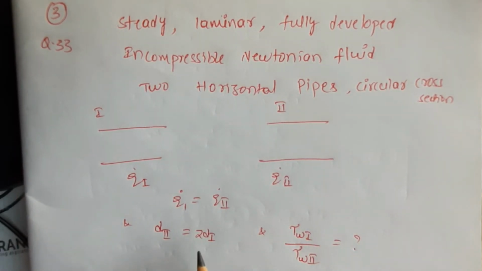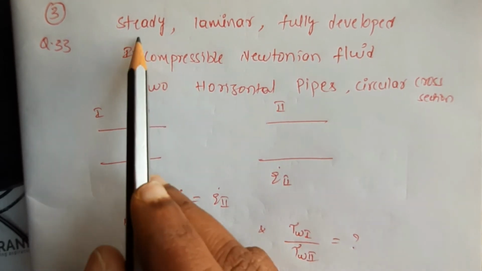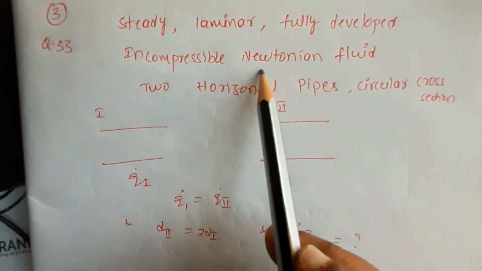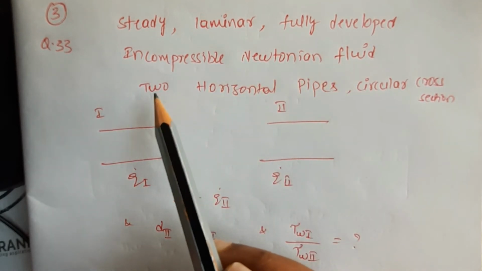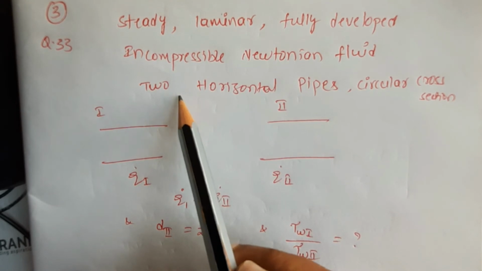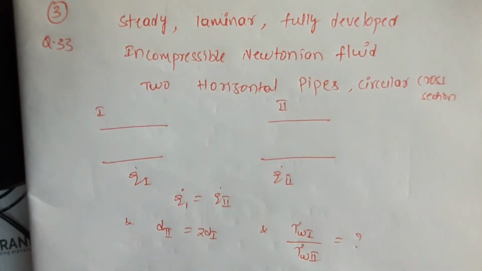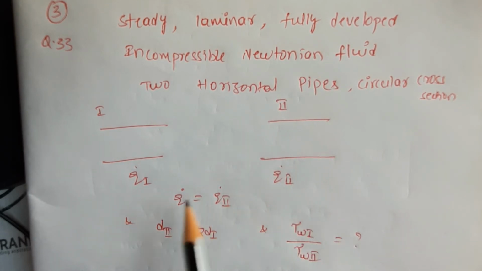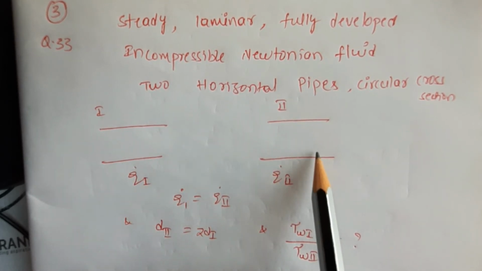So if you look at the problem, it is given that it's a steady flow, laminar, fully developed, incompressible Newtonian fluid flowing in two horizontal pipes of circular cross section. That is given in the problem. That is, let's say this is pipe 1 and this is pipe 2, and also given that the volumetric flow rates in both the pipes will be equal.